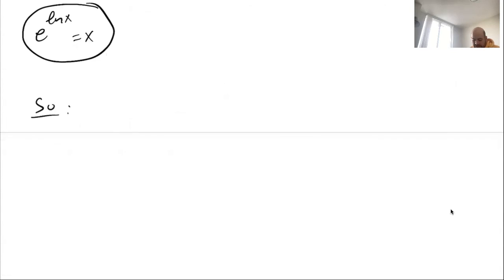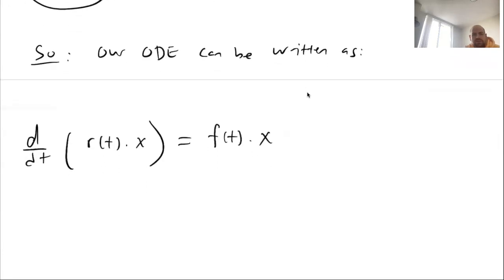So we can write our ODE as d over dt of r of t times x equals f of t times r of t. Remember, this was the algorithm that we saw before. It seems my screen is frozen. Okay. So the ODE can be written as d over dt of r of t times x equals f of t times r of t. Previously, we were saying that r times y equals f times r.